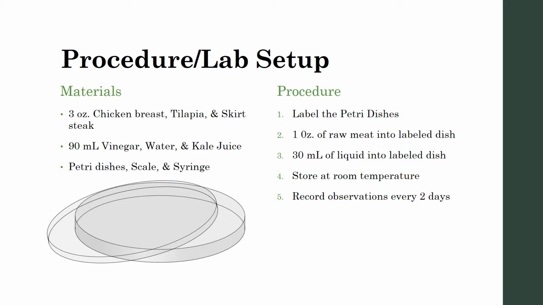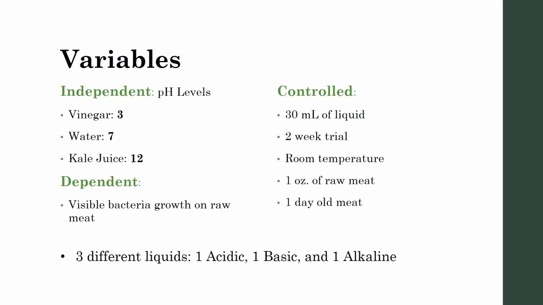I placed them in a room temperature environment of about 70 degrees Fahrenheit and observed every 2 days. My independent variable was the pH levels, with vinegar at 3, water at 7, and kale juice at 12. My dependent variable was the amount of bacteria growth, and some controls were the amounts of liquid and meat, temperature stored, a 2-week trial, and how old the meat was when the trials began.